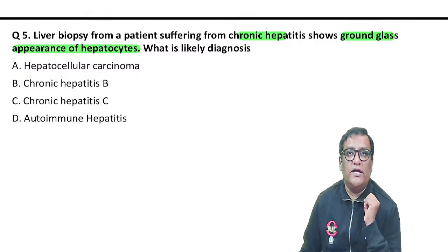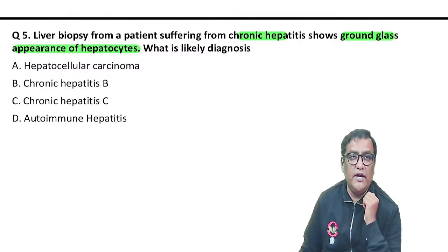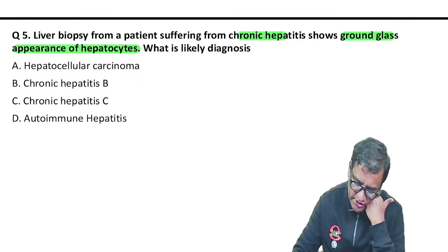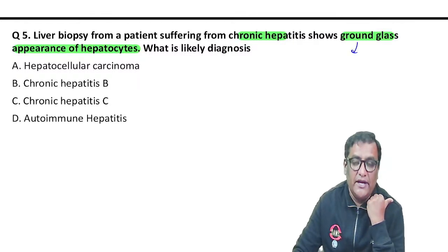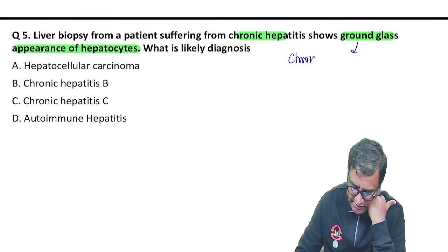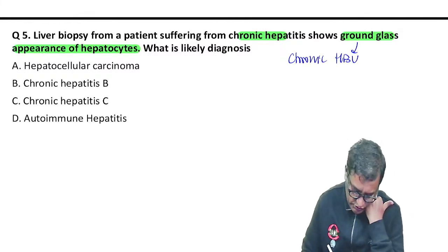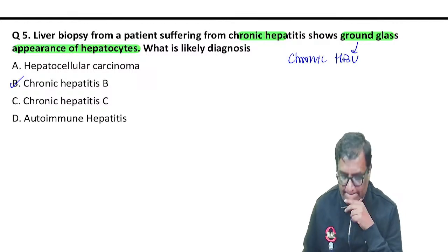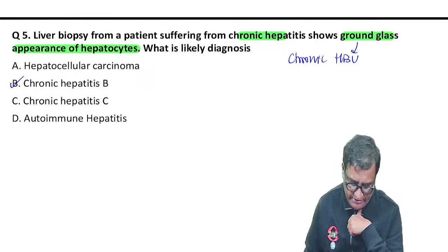So tell me now, what is your answer? It shows ground glass hepatocytes. Okay, guys, tell me now, what are you seeing? Where do you see ground glass hepatocytes? Very characteristically, it will be seen in chronic hepatitis B. Chronic HBV infection. So the answer is option B. Option B is the correct answer here. Chronic hepatitis B, right? Ground glass hepatocyte.